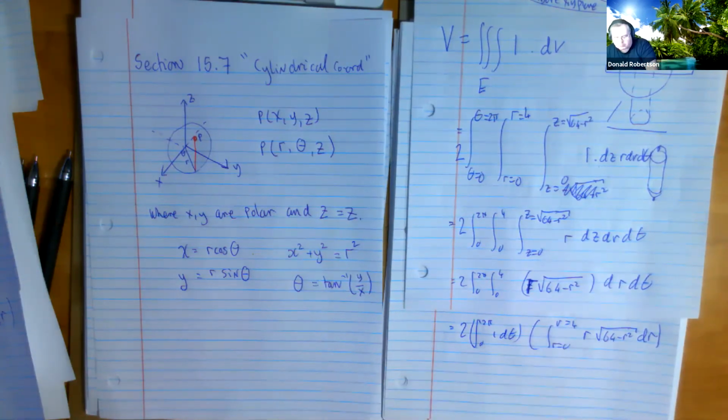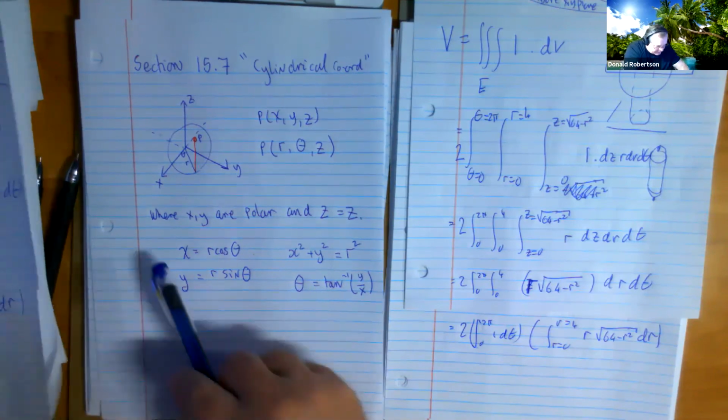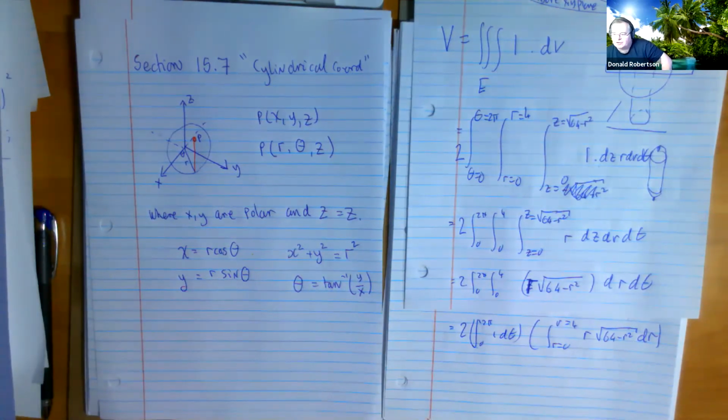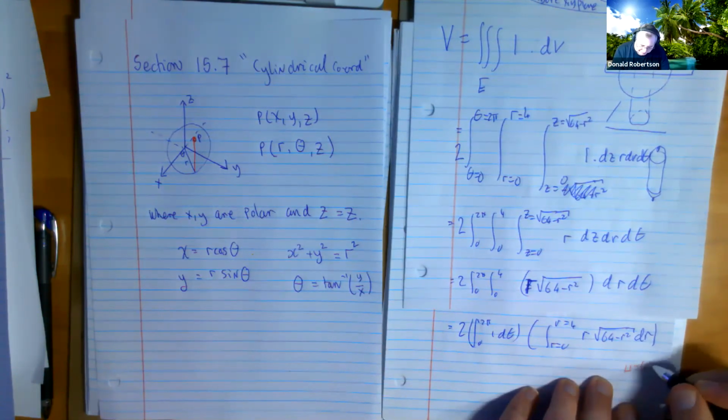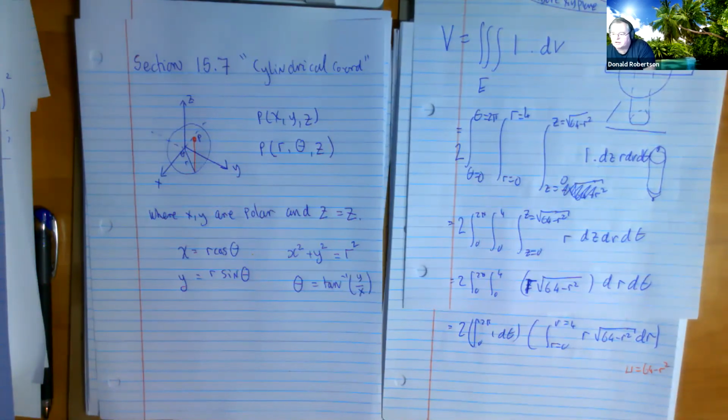How do you integrate that ugly thing? That's a pretty easy U sub. Oh, I like the word pretty easy, because it tends to mean I've done enough of these that it isn't a big deal anymore, right? And would you agree that the U sub is 64, take away r squared, and it'll take you a while, but you'll eventually get an answer. And you're done.